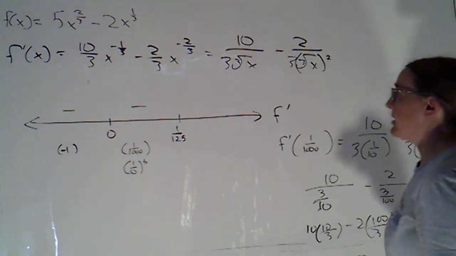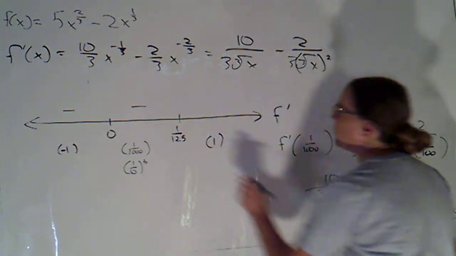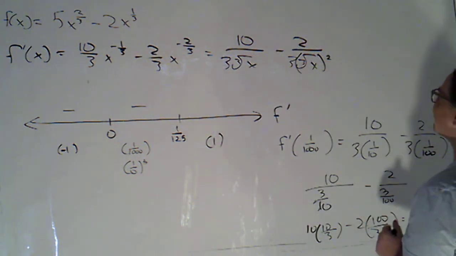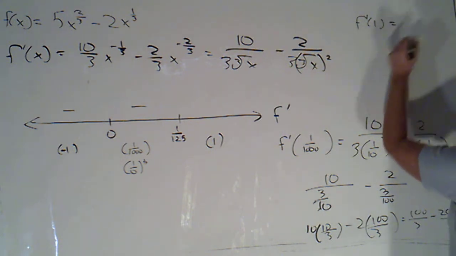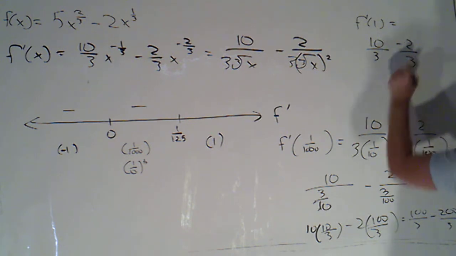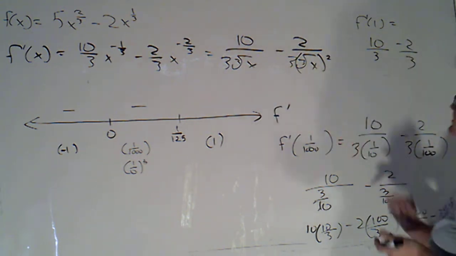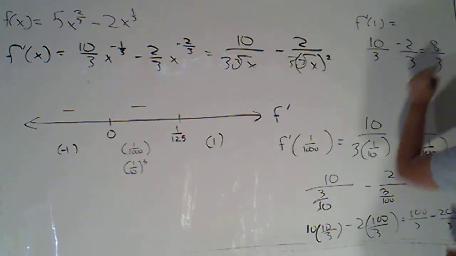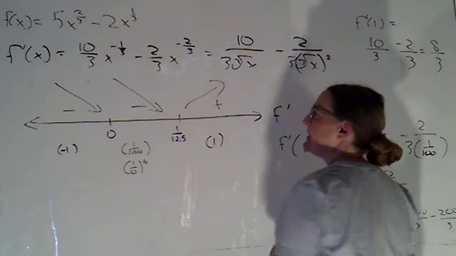All right, let's check over here. Let's see, for a number bigger than that, I think I'm going to choose 1. So f prime of 1, let's work that out up here. That's going to be 10 over 3 minus 2 over 3, because the cube root of 1 is just 1, and of course 1 squared is also just 1. So that's 8 thirds, and that's positive. So my function goes down, and then up.